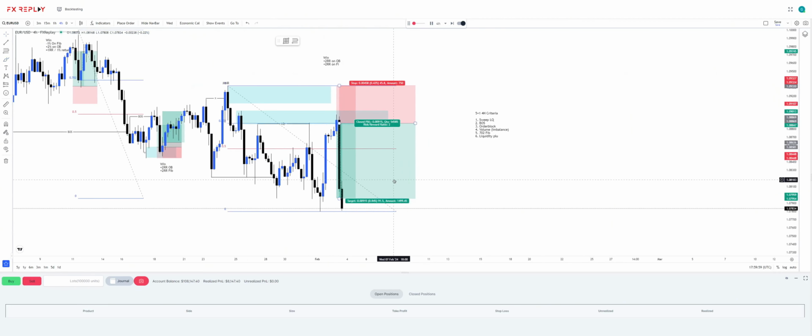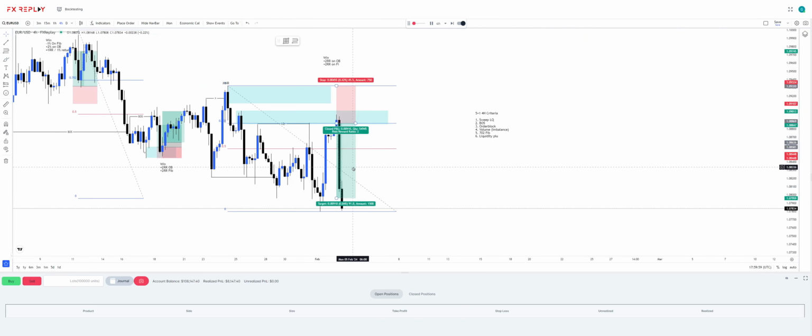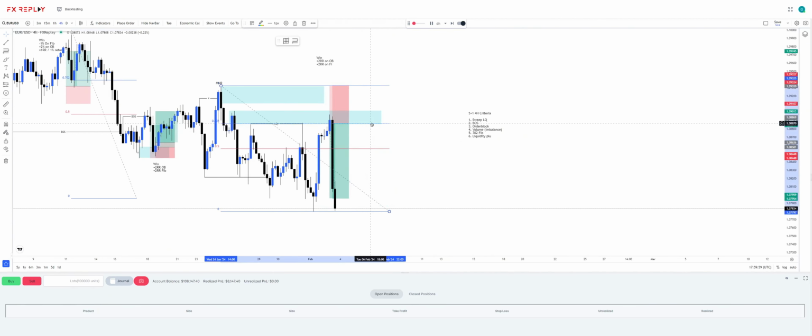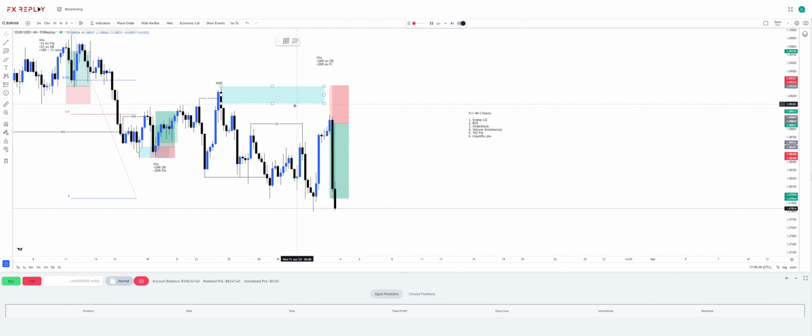Okay guys, so on to the next plan. I'm just going to clean all of this up. We can leave this here actually, but I'm going to remove the fib and the zones. And we'll just leave that up top there.